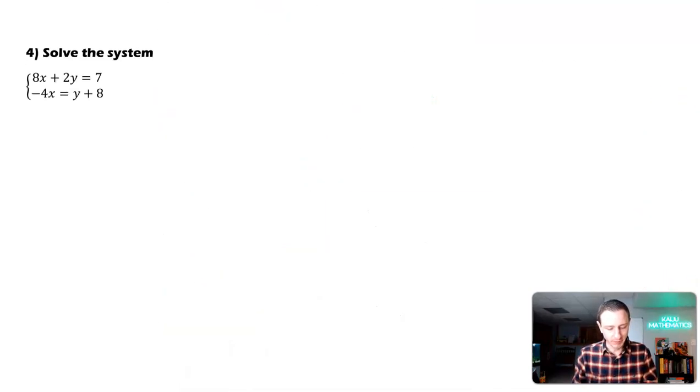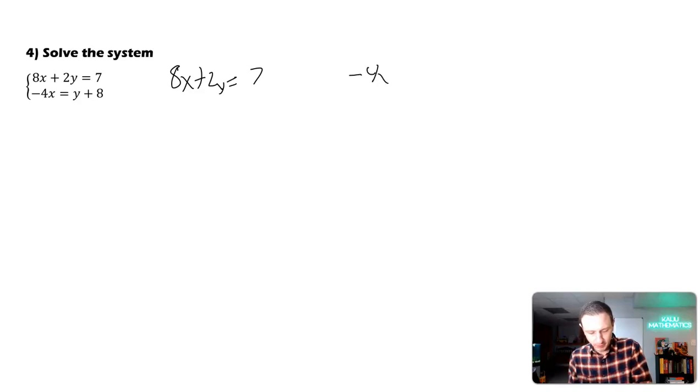But if you take a look at number 4, I don't have that luxury. I have 8x plus 2y equal to 7. And then I have negative 4x equal to y plus 8. So in this scenario, in the first equation, I don't have a variable by itself. In this equation, I don't have a variable by itself. So I have to create a scenario where I have a variable by itself. So I have to look through my options here and pick a logical choice.